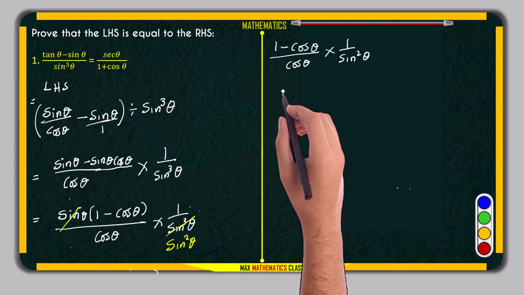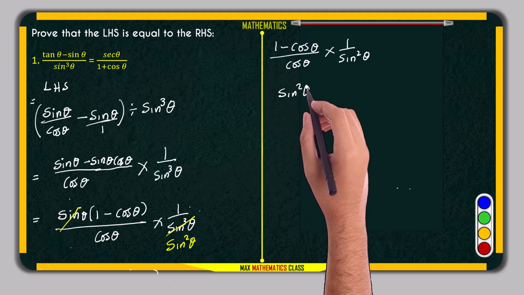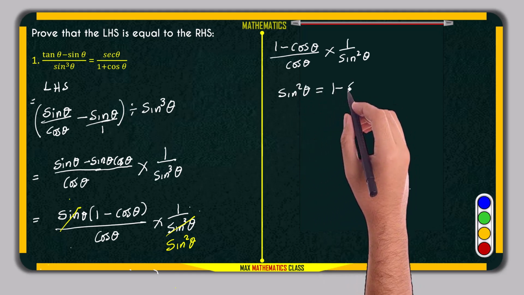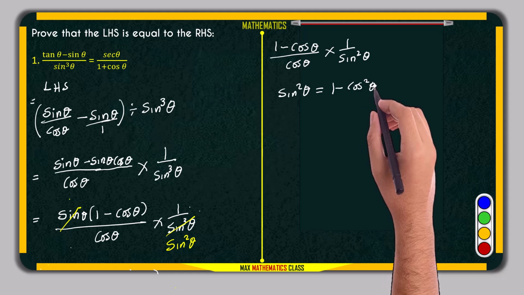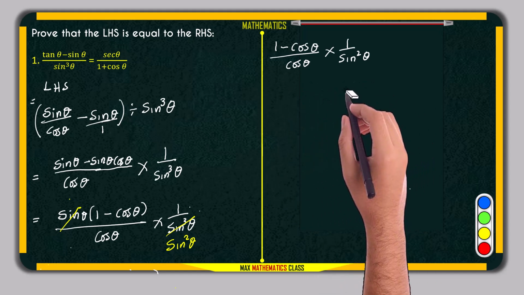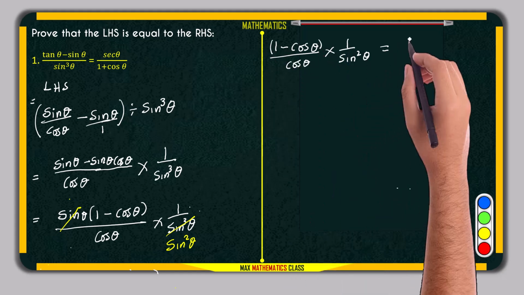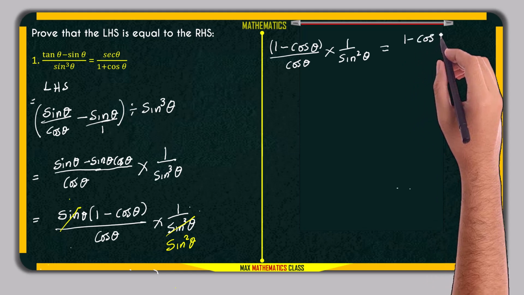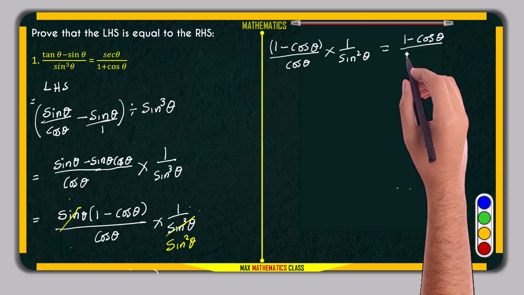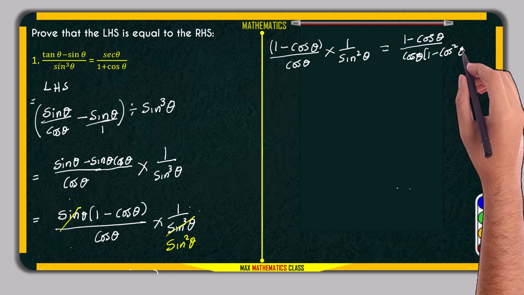And we know again that sine squared theta is equal to 1 minus cos squared theta. This is one of the Pythagorean identities we showed you. So we are now going to replace this with this, so that the new value we now have will be equal to 1 minus cos theta all over cos theta times 1 minus cos square theta.